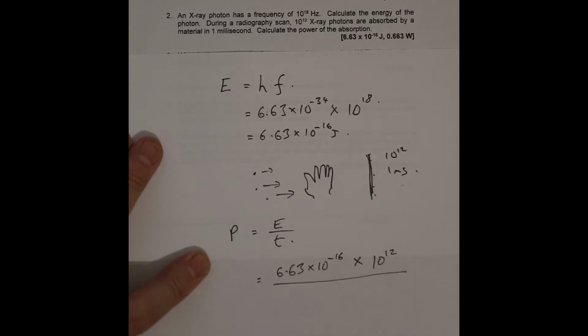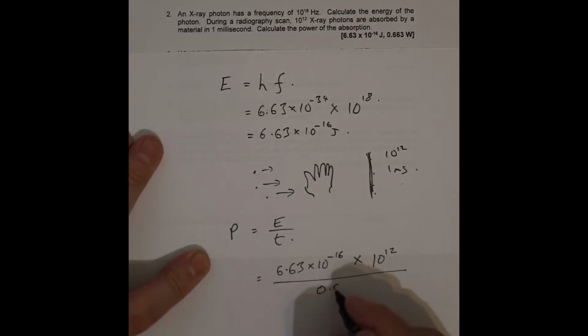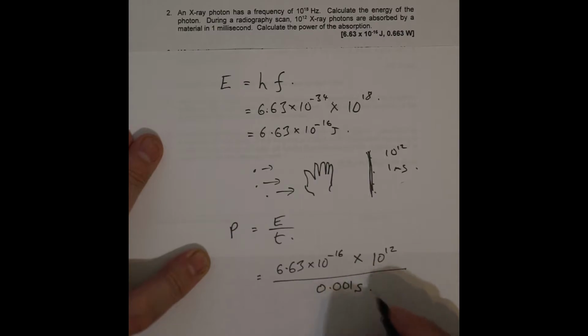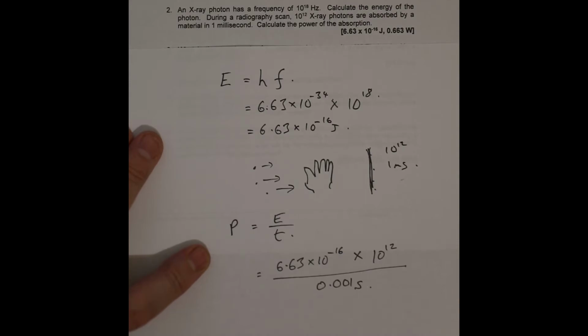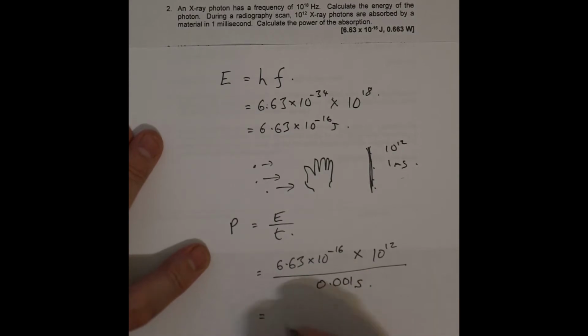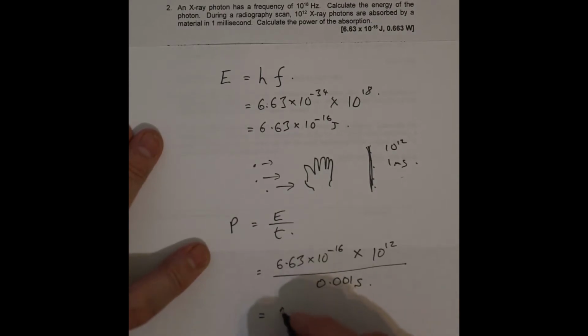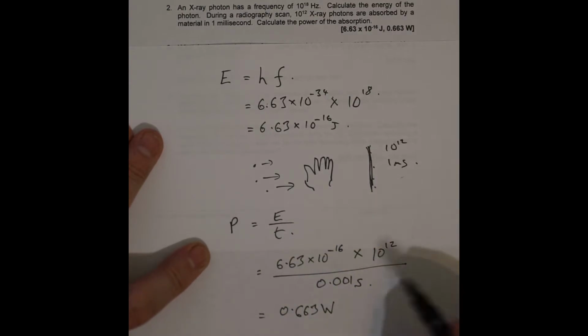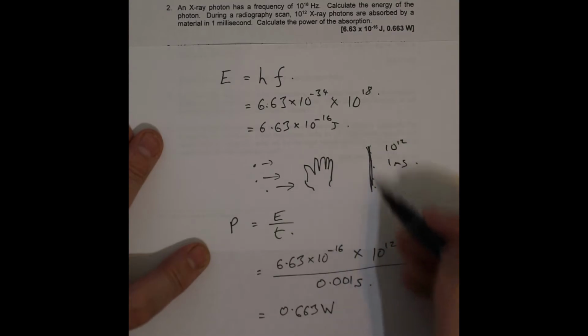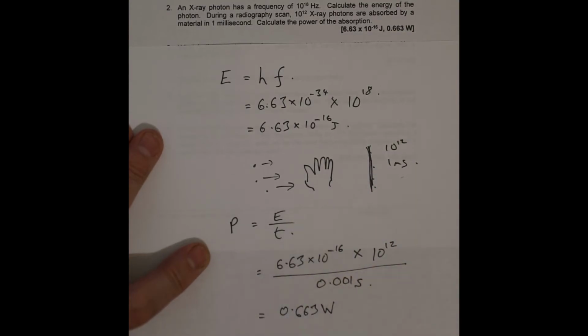Milli, remember, is times 10 to the minus 3. So that's actually equivalent to 0.01 seconds. Okay, so that's our equation here. And if we calculate what that's going to be, it basically comes out at 0.663 watts. So even though there's a tiny amount of energy associated with each photon, because so many of them are travelling through and hitting the screen here, we actually get a reasonable amount of energy that's being absorbed by the film. Okay, so that's the solution to question 2.